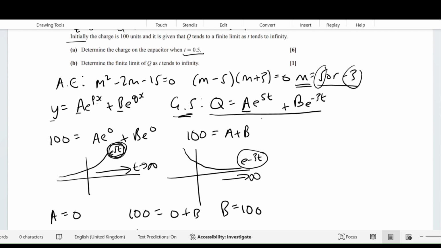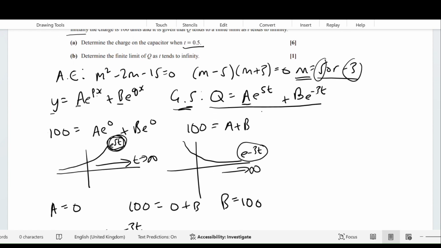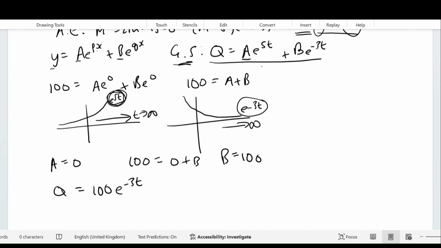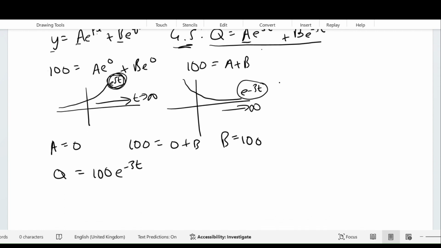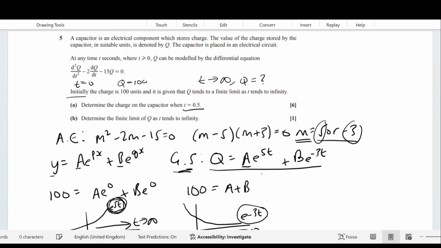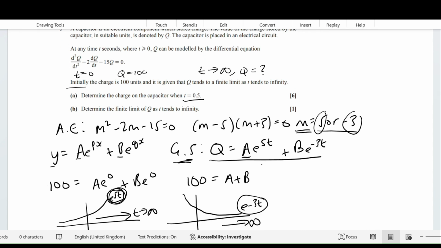So now we have our particular solution, and what we have to do is determine the charge q when t equals 0.5. So we just plug in 0.5, and that gives us 100 e to the minus 3 times 0.5, which is 100 over e to the 1.5. And you could find a decimal value for this in your calculator, but this is also a correct answer. So that's part A completed.